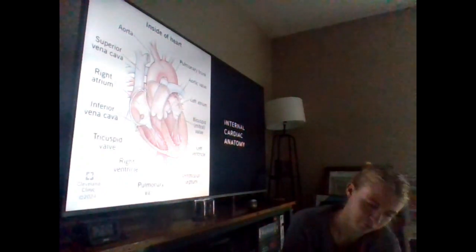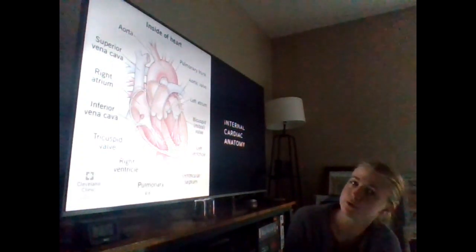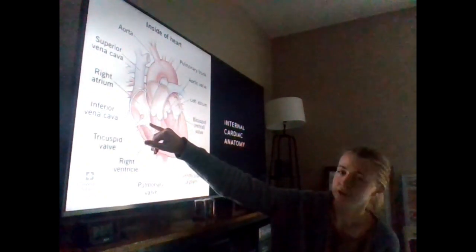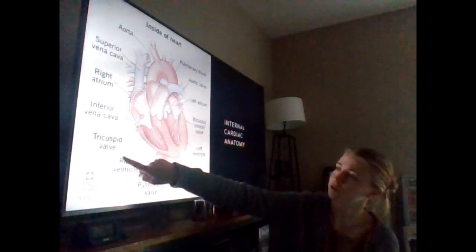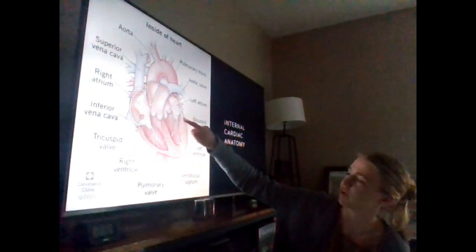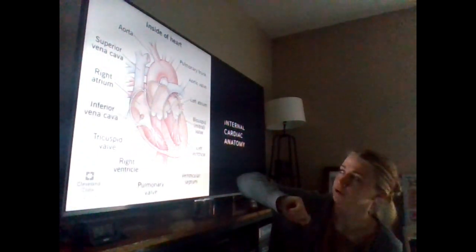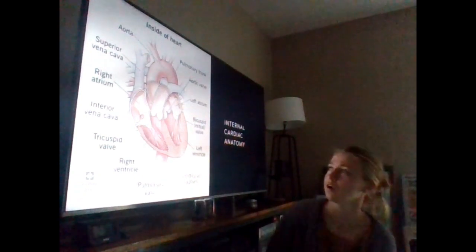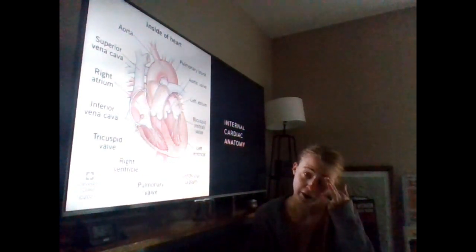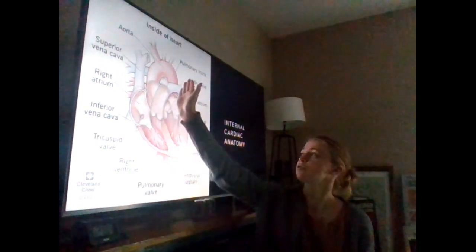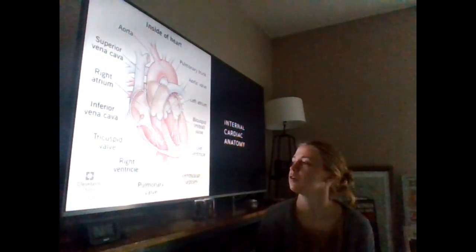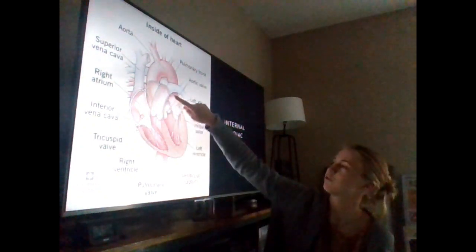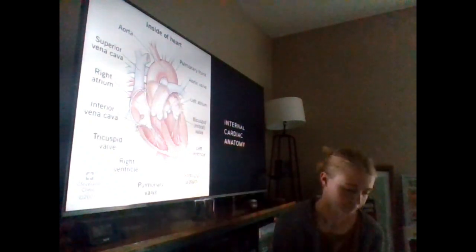You also have several valves going throughout your heart. These are also separated into two categories. You have your atrioventricular, or AV valves, also known as your tricuspid valve and your bicuspid valve. You also have your semilunar valves, which are your pulmonary valve and your aortic valve. Those prevent backflow either up into your atria or back into your ventricles. Or not your ventricles, excuse me, into your arteries.